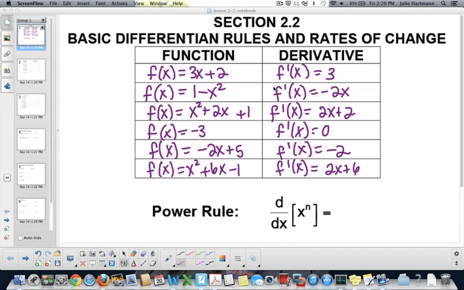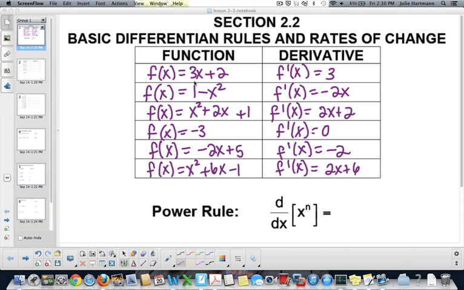So here we go. First up, looking at this table, we have functions and derivatives. These are various ones that we've done over the past few classes. f of x equals 3x plus 2, so f prime equals 3. f of x equals 1 minus x squared, f prime of x equals negative 2x, and so on. Take a look at the table and see if you notice any patterns. Yes, I'm giving you time to think. Look at it. I'm not just going to tell you. Okay, now I'll just tell you.